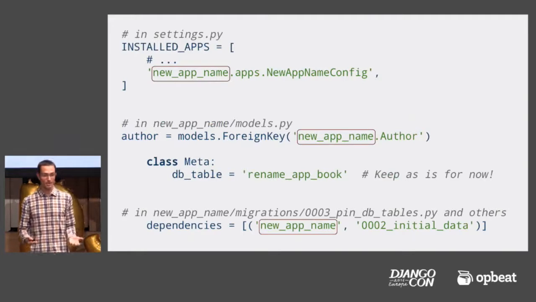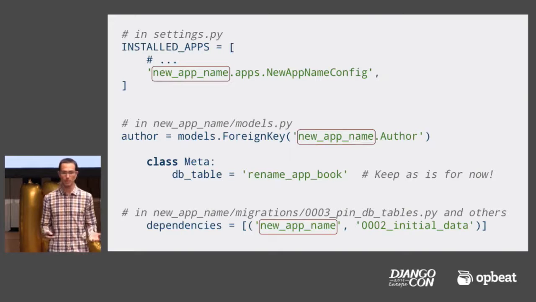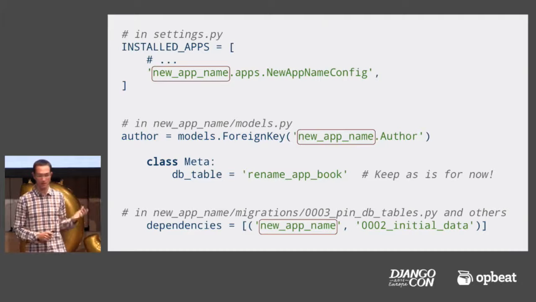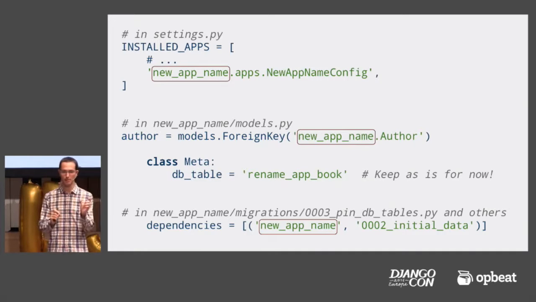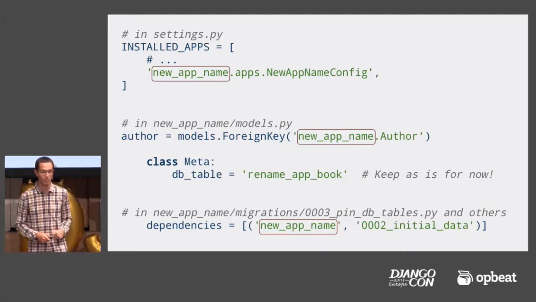Now that Django doesn't know anything about these migrations anymore, we can rename the apps. That means we rename the files, we change the name in the installed apps, in the foreign keys, in the dependencies within migrations. There's only one place in the entire app where you must not change the name, and understandably, this is the table name, the DB table attribute, because this is still the same value, so the table is still named the same way as before.